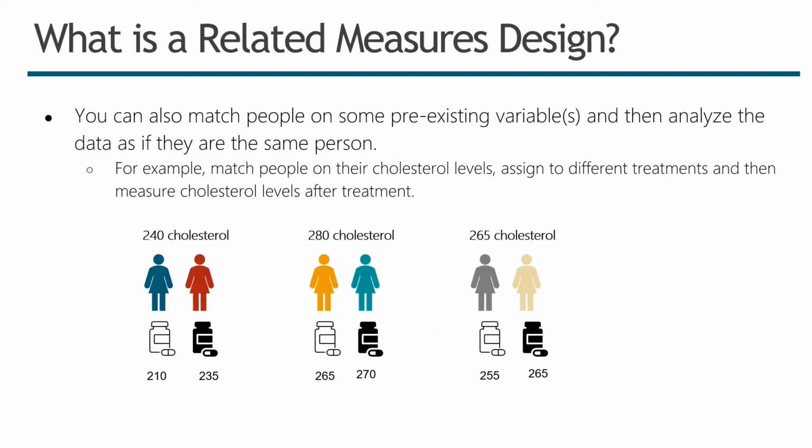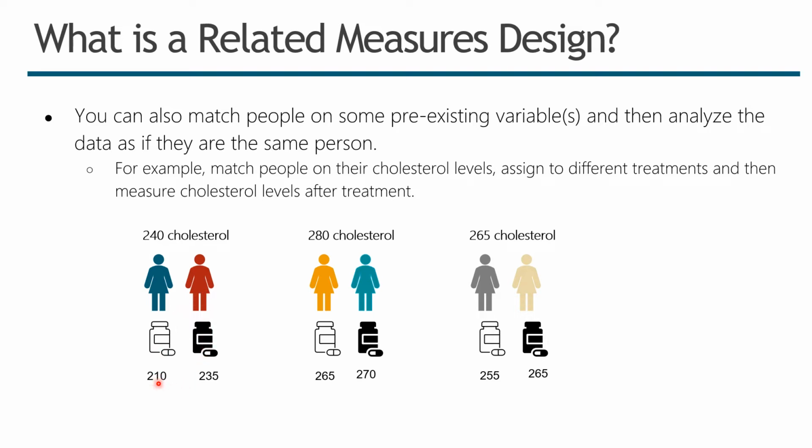You can also use a related measures t-test when you match people on some pre-existing variables, and then you treat them as if they're the same person. So for an example, we're looking at people here with pre-existing cholesterol levels. And what I do is I match them up with somebody else with the same pre-existing cholesterol level, right? So I have, for example, this person here has a cholesterol level of 240. This other person has a cholesterol level of 240. I randomly assign them to one of these 2 conditions, right? So in this case, this person, the blue person, received a drug. The red person received a placebo.